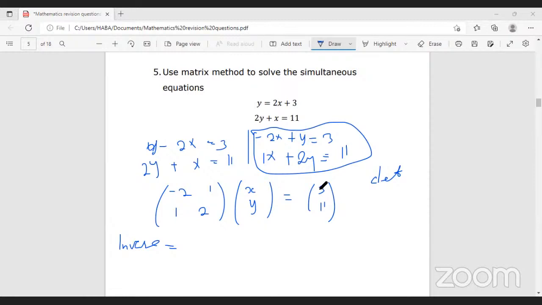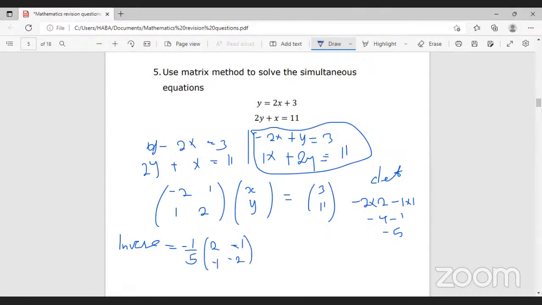Now, our determinant is going to be negative 2 times 2, then minus 1 times 1. So negative 2 times 2 is negative 4, minus 1, so negative 4 minus 1 is negative 5. So our inverse is going to be 1 over negative 5 into, we now interchange 2, negative 1, then negative 1, negative 2.